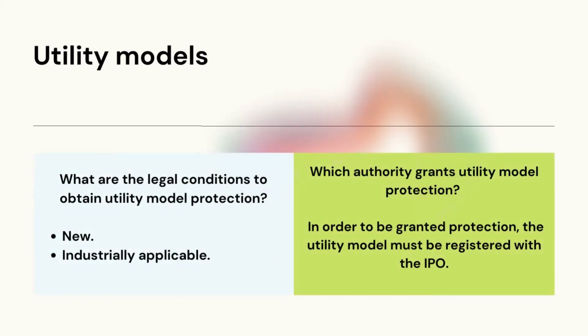What are the legal conditions to obtain utility model protection? It should be new and industrially applicable. On what grounds and when can third parties oppose a utility model application? The grounds for the opposition/cancellation of a utility model are any of the following. The utility model is not new or industrially applicable. Next, the utility model is not registrable, and the subject matter of the model extends beyond the content of the application as originally filed.